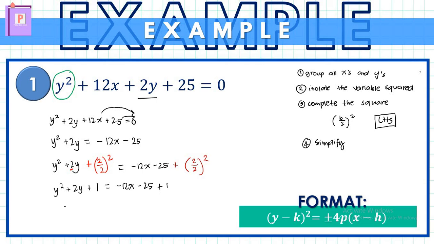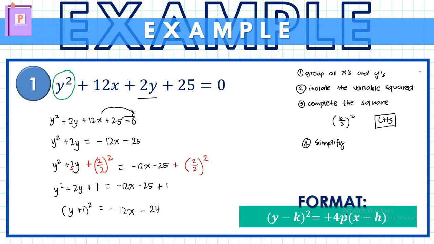So that will be factored as y plus 1 squared equals, simplify what's on the right-hand side of the equation, which will be negative 12x. And then negative 25 plus 1 is simply equal to negative 24. Now, if you notice, this equation is already somehow similar to the format of a parabola equation that either opens to the right or left.